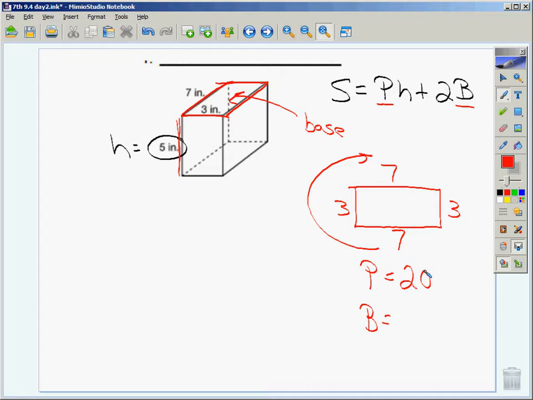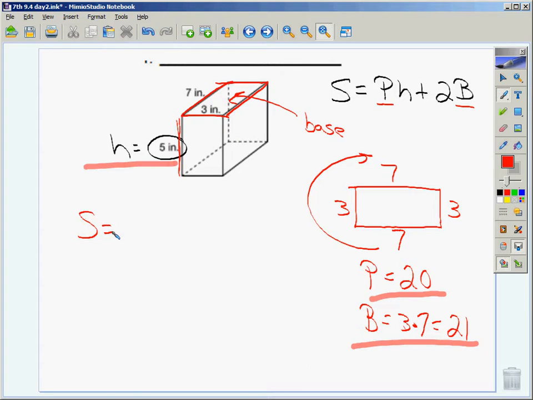How do I find the area of a rectangle? Base times height, or length times width, right? 3 times 7, or 21. Once I have these 3 things, that's all I need to calculate the surface area. All I have left to do is plug them into the formula.